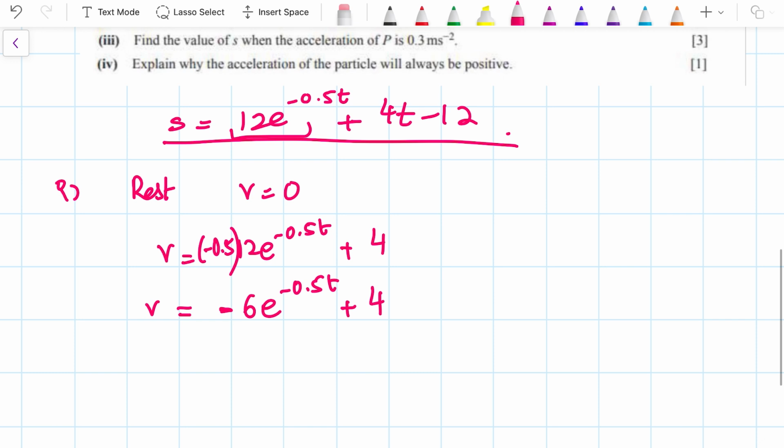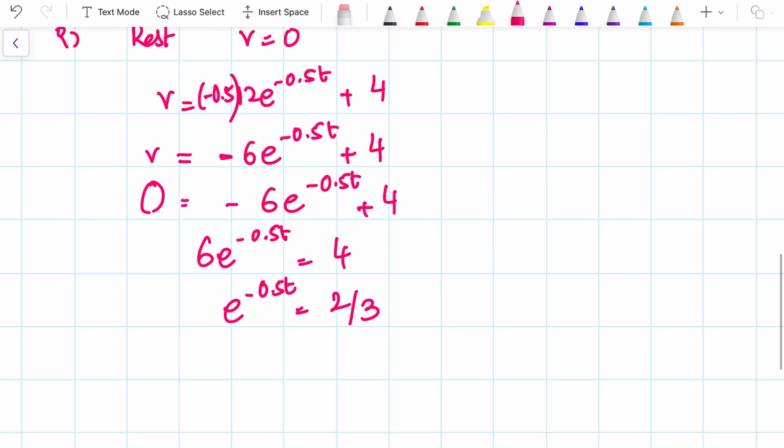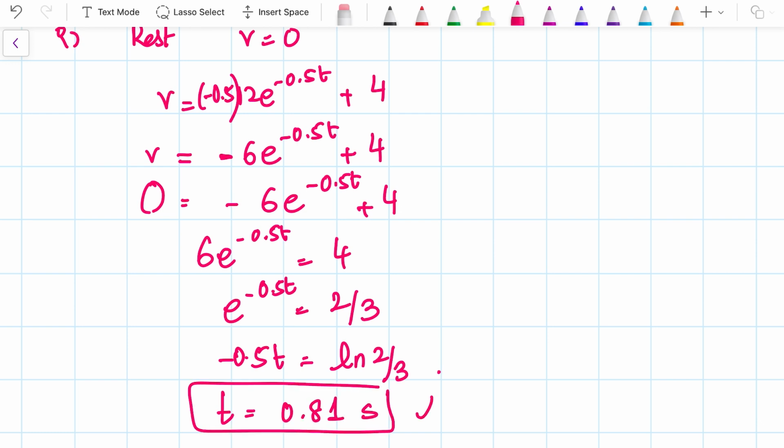Now when velocity is 0, when e shifts on the other side, it becomes an ln. And t is equal to, so this becomes ln(2/3) divided by minus 0.5. My value of t comes out to be 0.81 seconds.